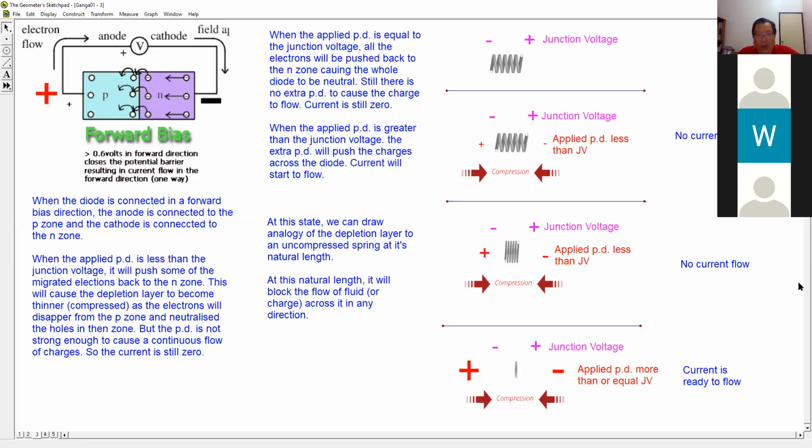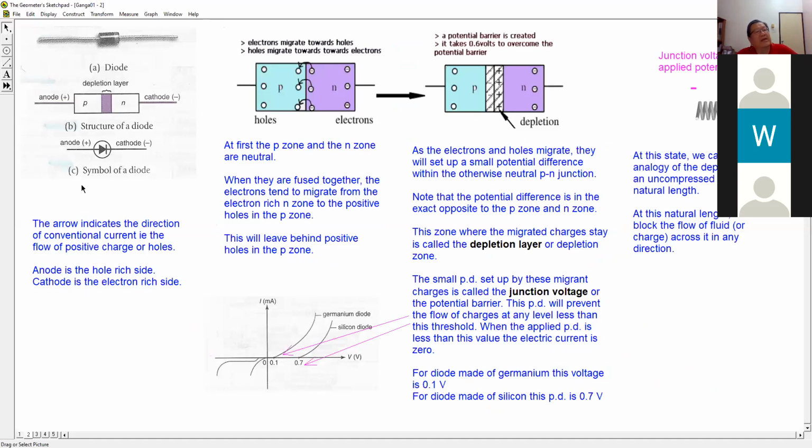No, sir. So this is called forward bias. Forward bias will allow the current to flow through, but you have to overcome the junction voltage first. Now, if you look at the symbol of a diode, it's actually an arrow pointing from the anode to the cathode. Can you see like that? This is the arrowhead, pointing from the anode to the cathode.